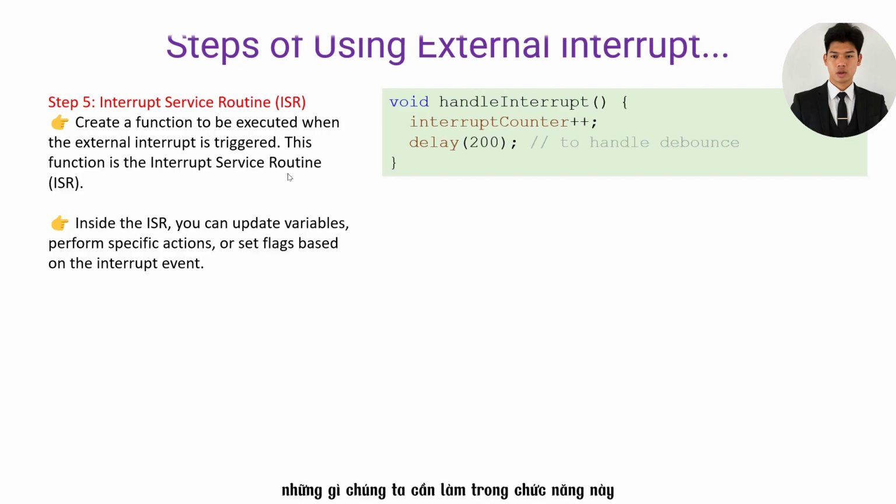What we need to do within this function, inside the ISR or interrupt service routine, is update some variables or perform some specific actions. Or we can also set flags based on the interrupt event. Like here in the right-hand side example, we have used a void handleInterrupt. This is the name of the interrupt service routine. Within the function, we are using a counter, interruptCounter plus plus. It is incrementing the value of the counter. And we are also using a delay, as we are using a switch for the external interrupt. With the switch, the bouncing effect might come at the external interrupt. So to handle that, we are using a delay here.